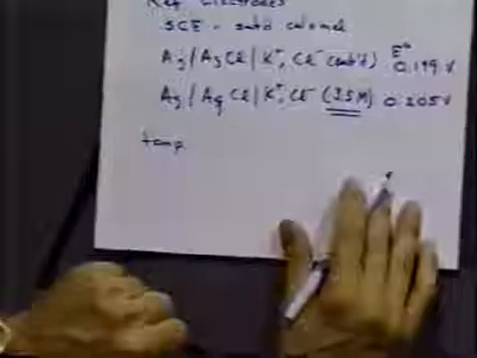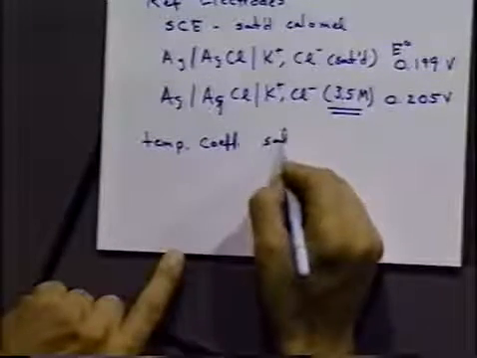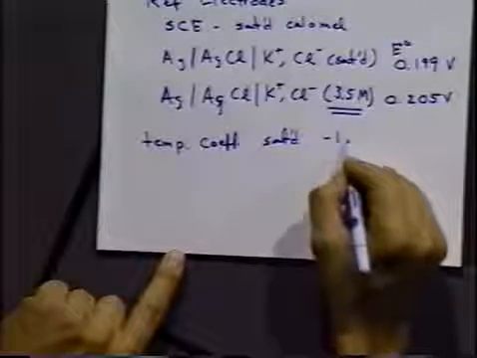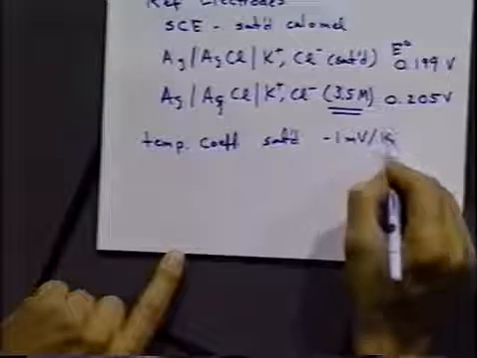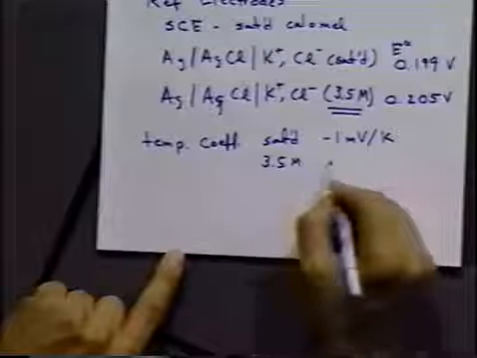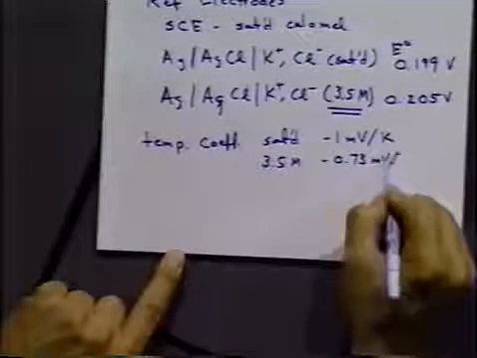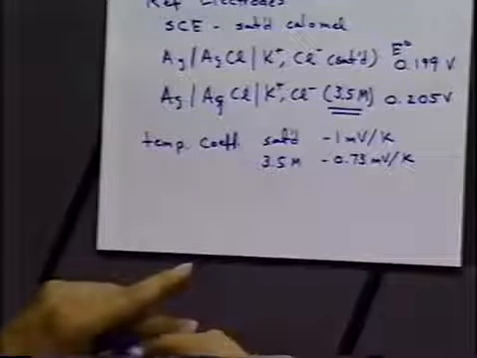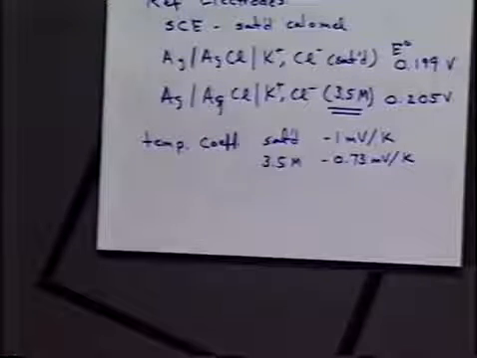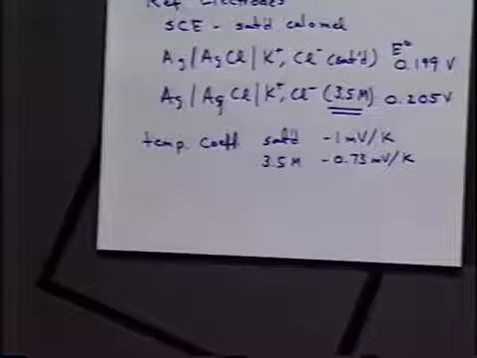Temperature coefficient. And for the saturated system of silver chloride, it turns out that the temperature coefficient is about minus 1 millivolt per degree Kelvin. And for the 3.5 molar solution, it's about minus 0.73 millivolts per degree Kelvin. In other words, there is quite a difference in the potential change with temperature for the two systems. And it turns out to be important.